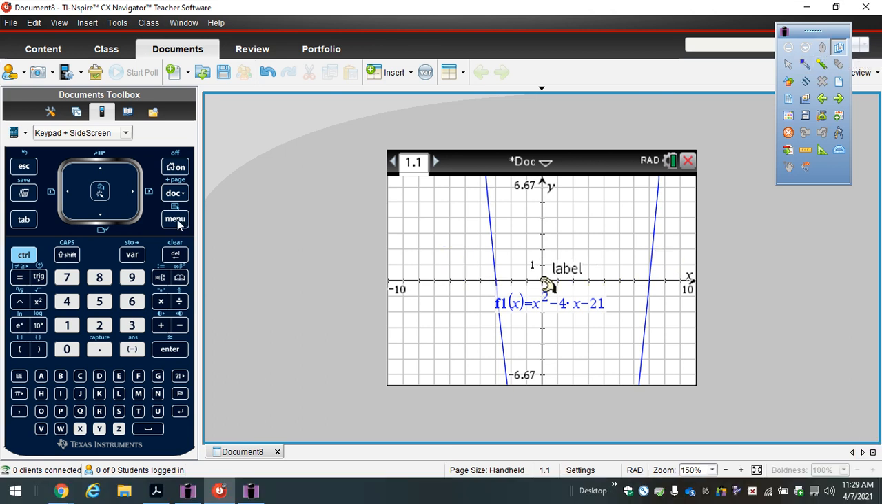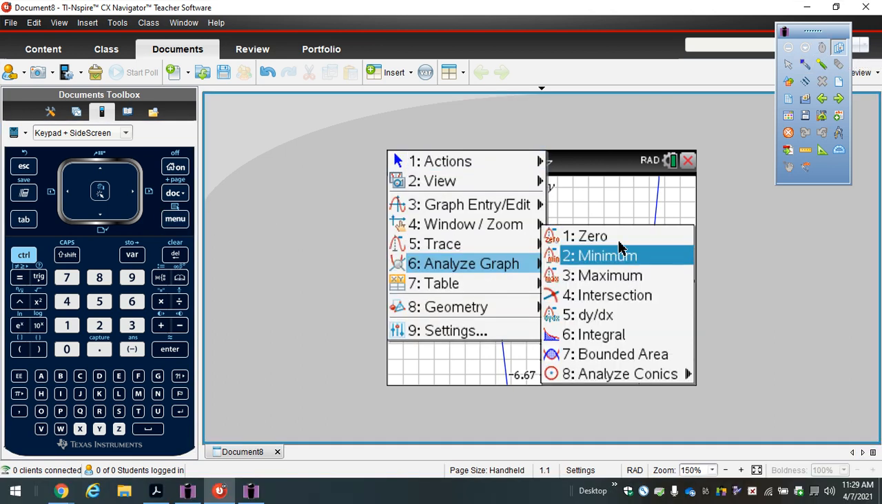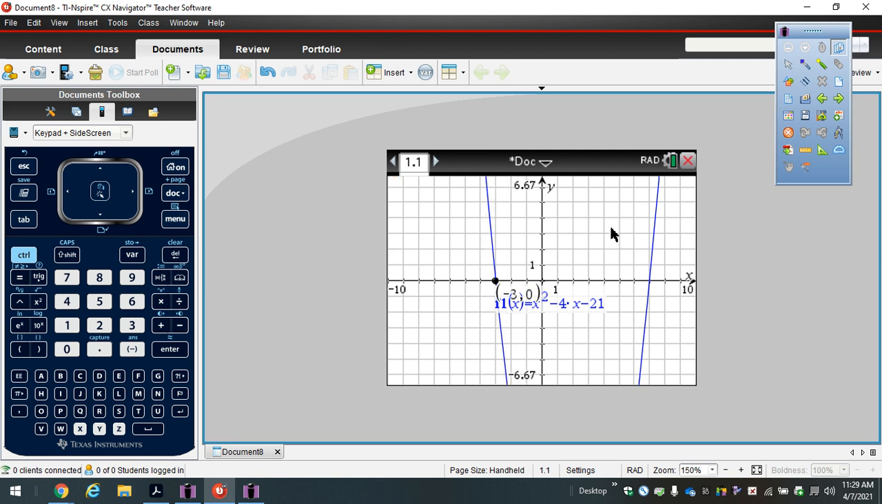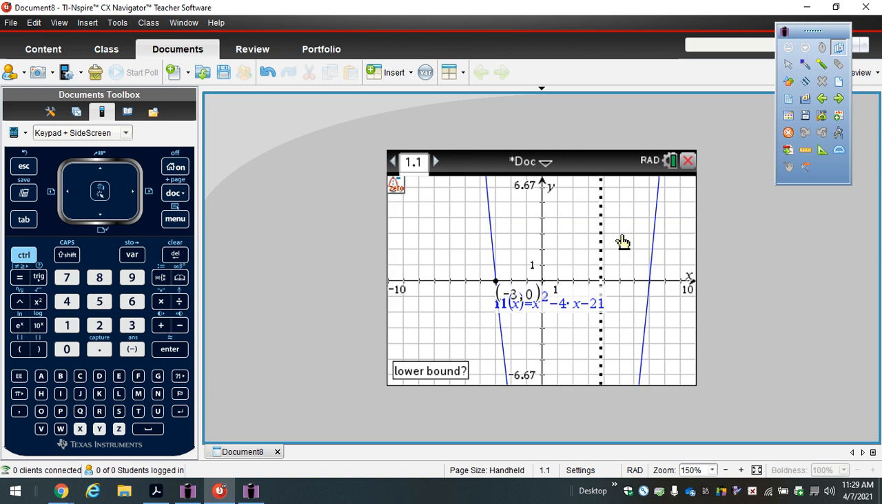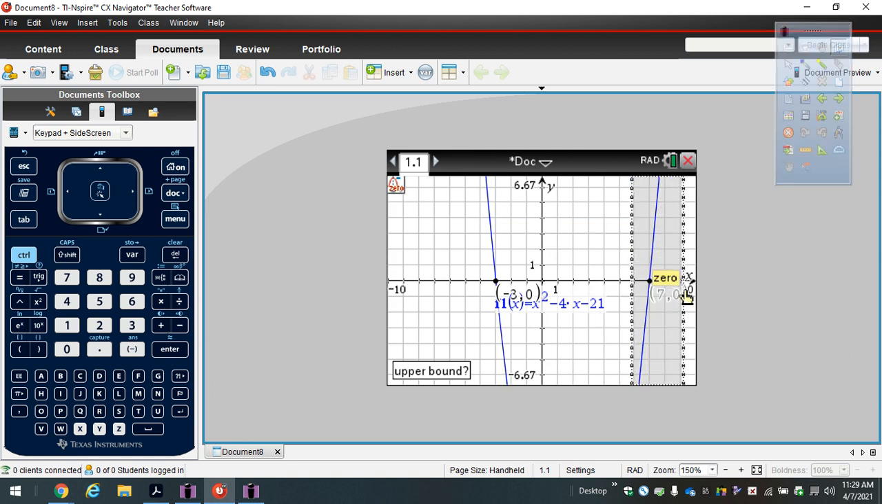I can do that. I can also do this. Go here to menu, analyze graph, find my 0, which is my x-intercept. There it is, my 0. I can find the other one. Go analyze graph, find the other 0, go to the left, go to the right. There it is, a positive 7.